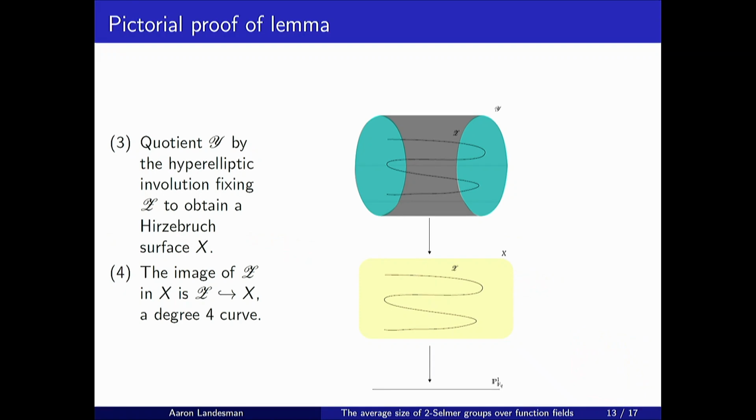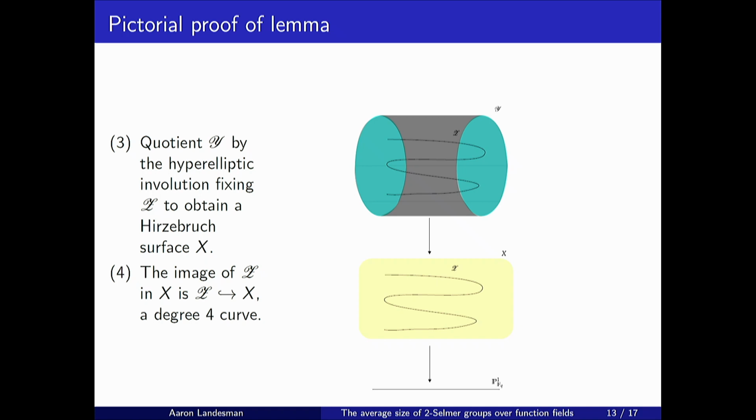So again, we spread out our elliptic curve over the function field into an elliptic surface, or a genus 1 surface over P1, and we still have this hyperelliptic involution which fixes the degree 4 curve. And so we can quotient by that, and again, for the same reason, we get a Hirzebruch surface, and the ramification locus is this degree 4 curve. So again, we started with some two Selmer element, and we produced from it a tetragonal curve, a degree 4 curve inside a Hirzebruch surface.